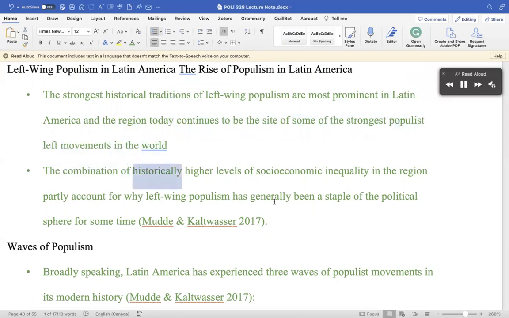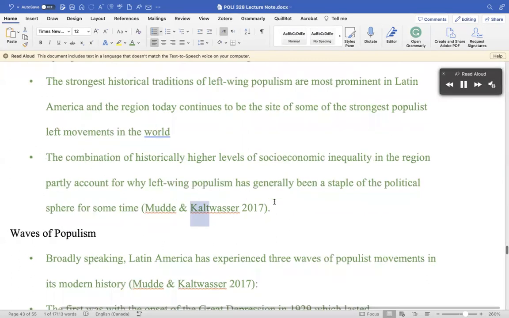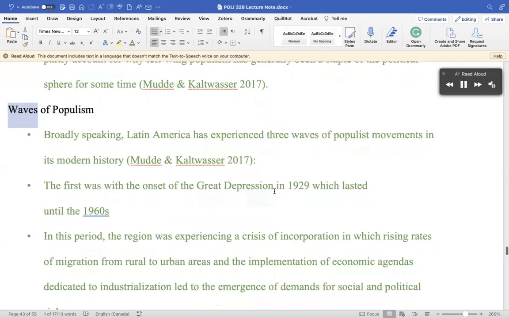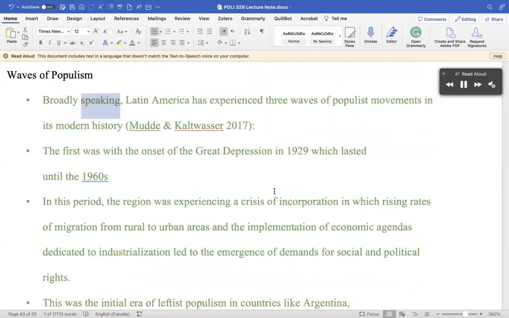The combination of historically higher levels of socioeconomic inequality in the region partly accounts for why left-wing populism has generally been a staple of the political sphere for some time. Mudde and Kaltwasser 2017. Waves of populism. Broadly speaking, Latin America has experienced three waves of populist movements in its modern history: Mudde and Kaltwasser 2017.